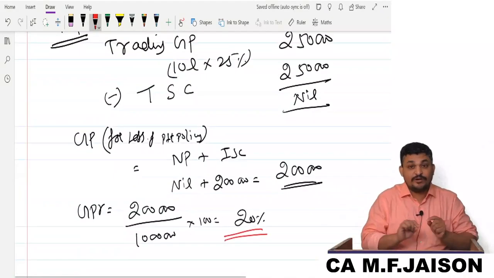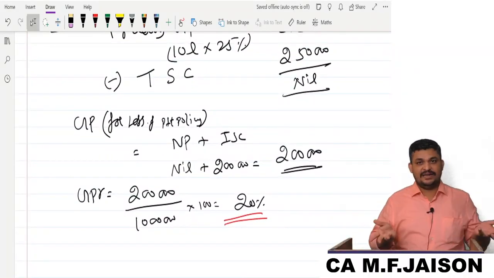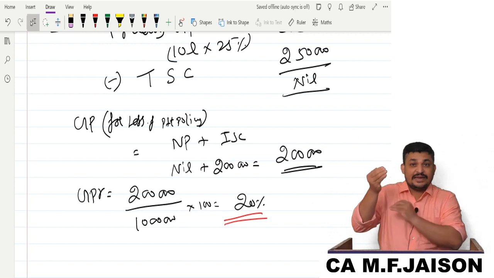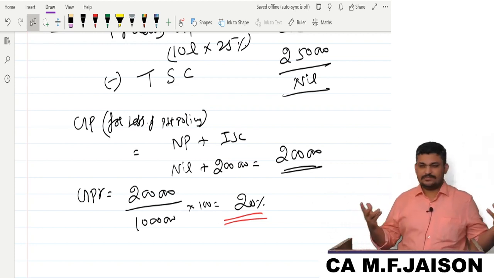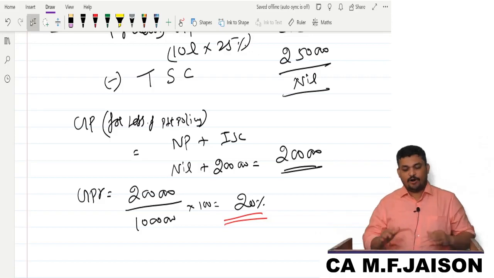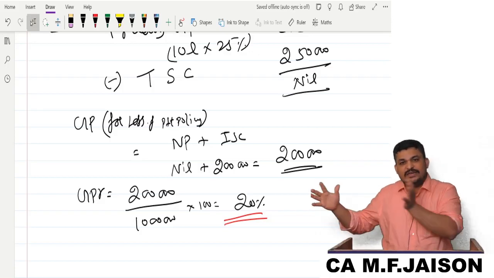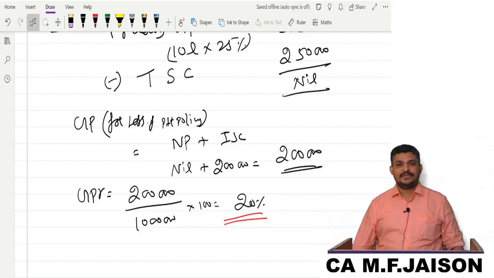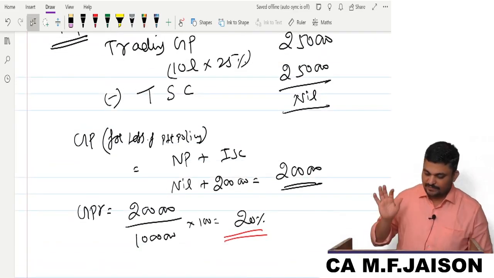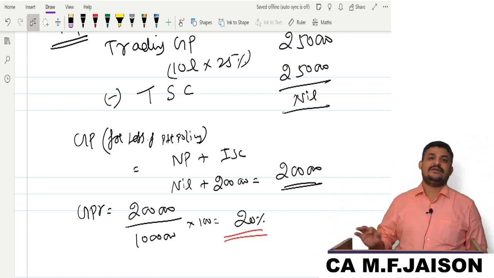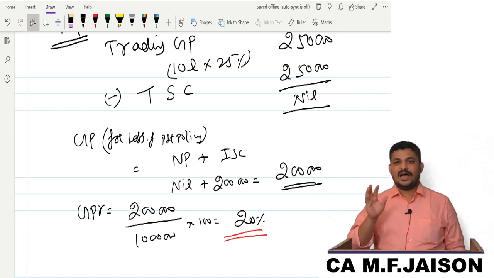That is why I am not going to write this. Orally I am telling that particular presentation as trading gross profit minus uninsured standing charge. You can understand, but I want you to present like this because I don't want to differ from the material module presentation. So we will stick with net profit plus insured standing charges, and we arrive at this particular profit of 20%.